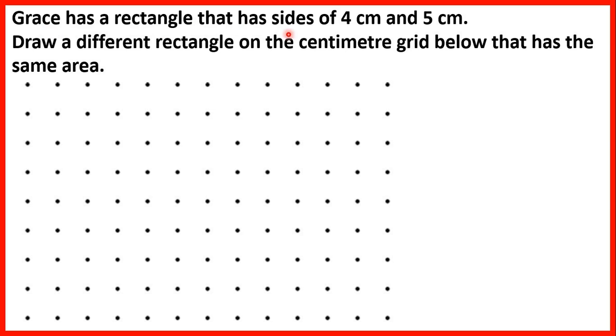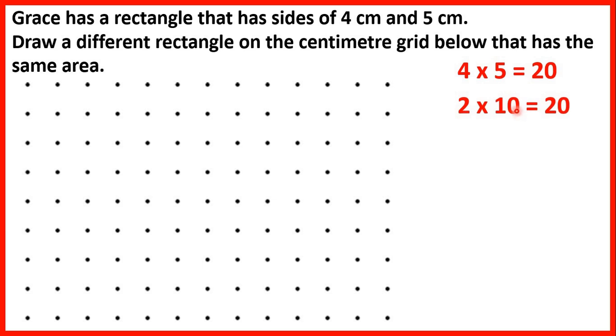Grace has a rectangle that has sides of 4 centimetres and 5 centimetres. Draw a different rectangle on the centimetre grid below that has the same area. So, with a rectangle, opposite sides are the same length, so we find the area by multiplying the different side lengths, and 4 times 5 is 20. So we need to draw a different rectangle that also has an area of 20 centimetres squared.